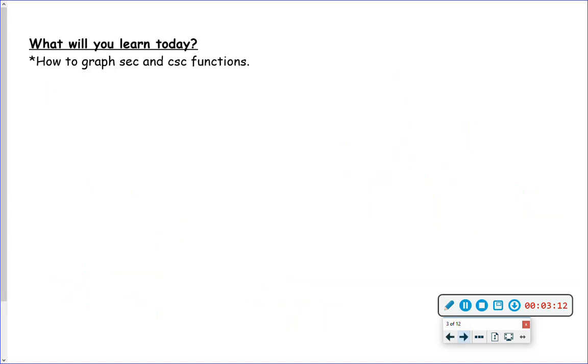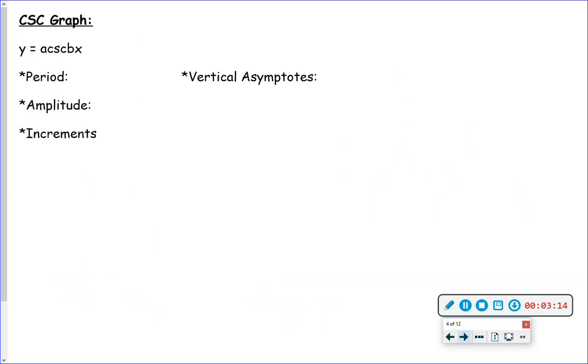Before we get into our secant and cosecant, everything you know about sine and cosine is also going to be true here for cosecant and secant. So think back to sine and cosine. The period for those is 2 pi over b. The amplitude is still the absolute value of a, and to do your increments, it's still the period over 4. So all of that works the same.